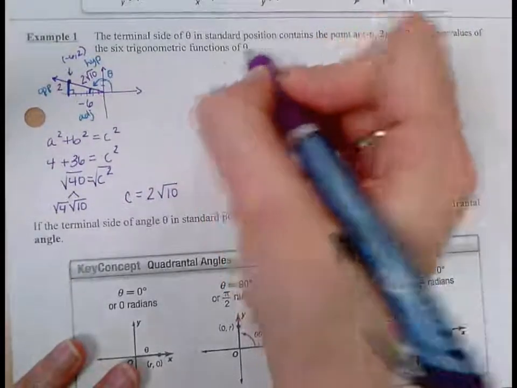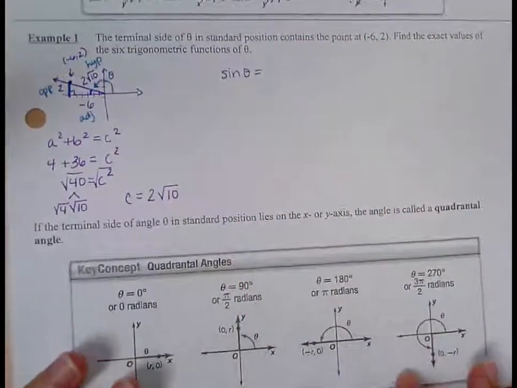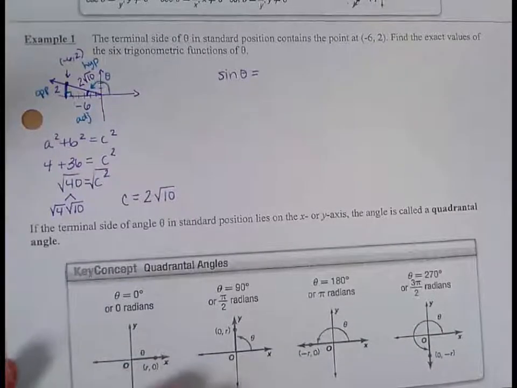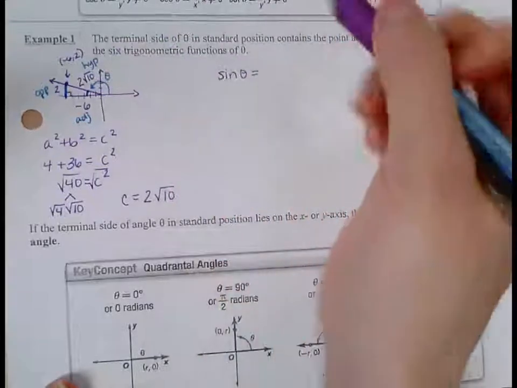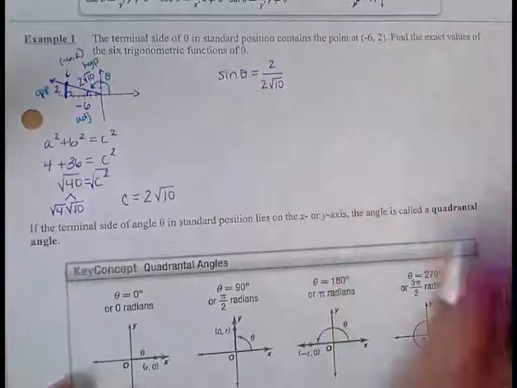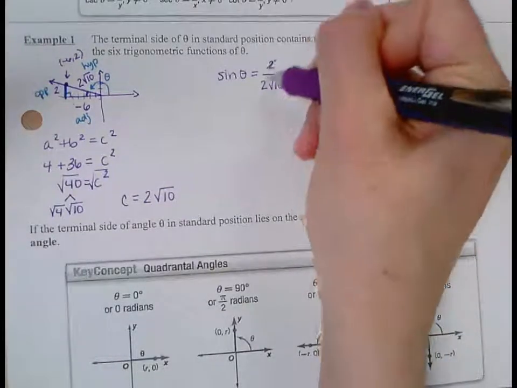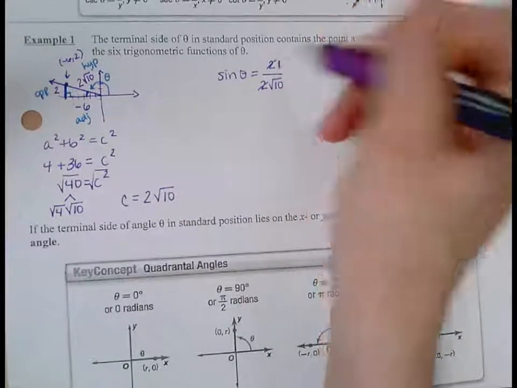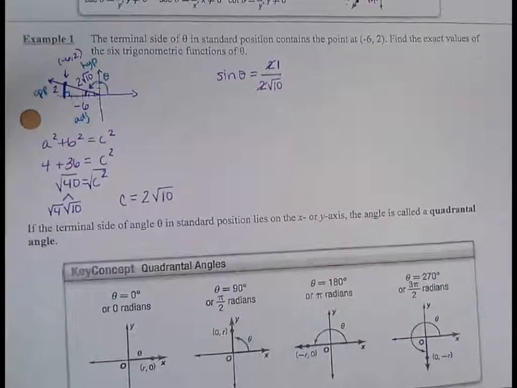So I'm going to start with sine of theta. I know sine is opposite over hypotenuse, so that would be 2 over 2 square root 10. But then I have to simplify that. Now here the 2's would cancel out, so I would just have a 1 on top. I could also write a 1 in front of the square root of 10. I don't need to. And then how do we get the square root out of the denominator?